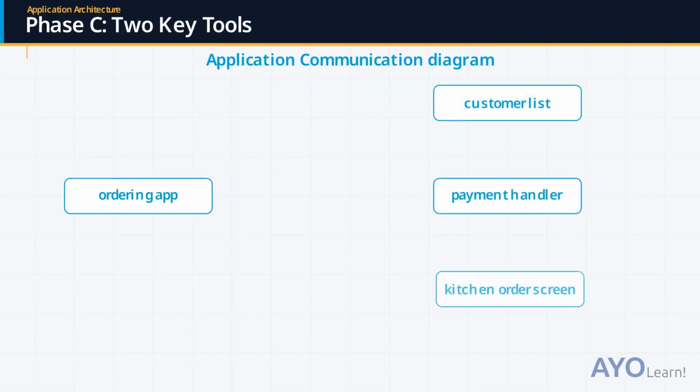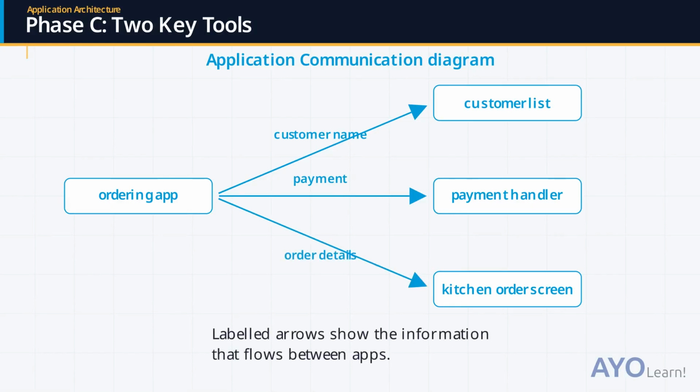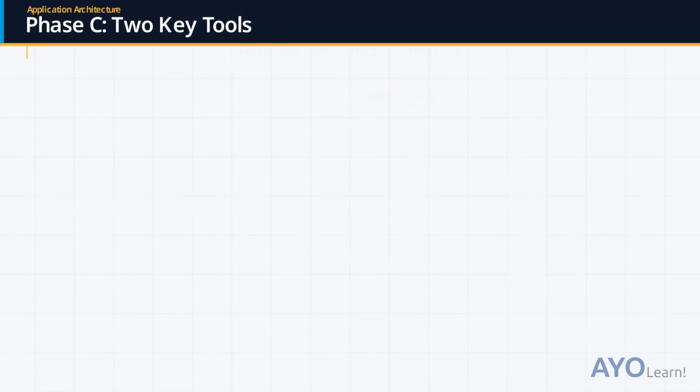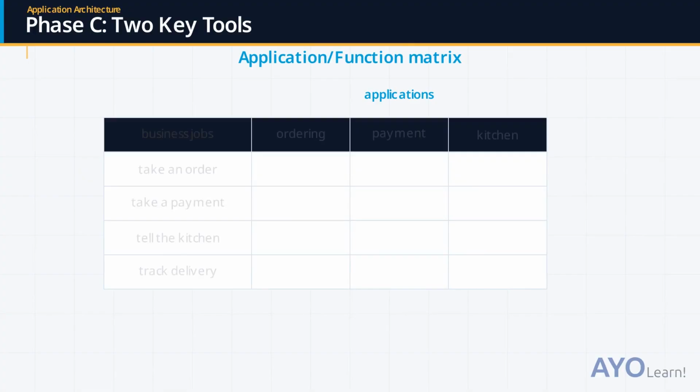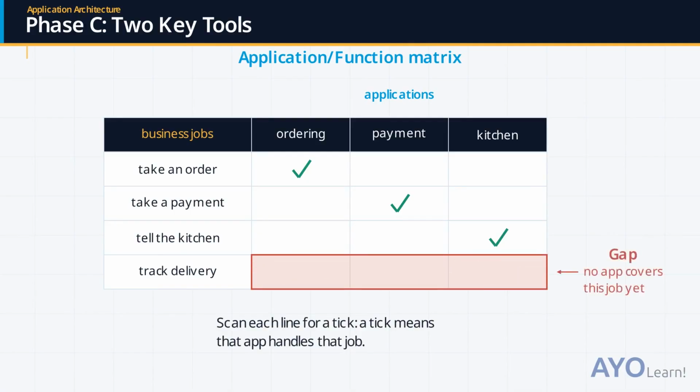An application communication diagram links your apps, ordering, customer list, payment handler, with labeled arrows showing what flows between them, like order details. The application/function matrix lists business jobs against apps. A tick means that app handles it, while no tick marks a gap to close.